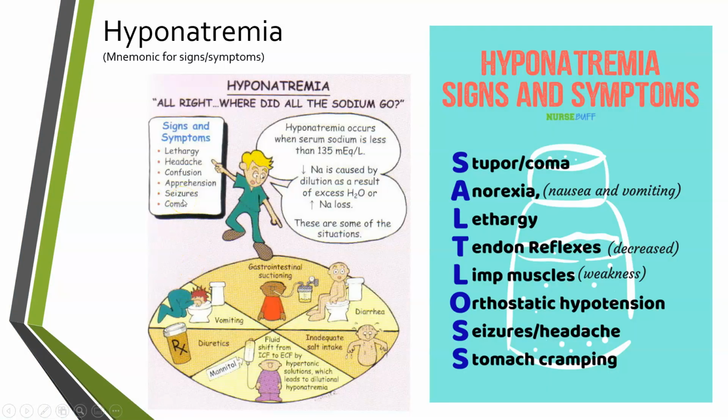So here is a mnemonic for the signs and symptoms of hyponatremia: salt loss. And here are some different ways that salt loss can happen: GI suctioning, diarrhea, inadequate salt intake, fluid shift, diuretics, and vomiting. So these are some good visuals to take a look at when you are trying to learn the different signs and symptoms.